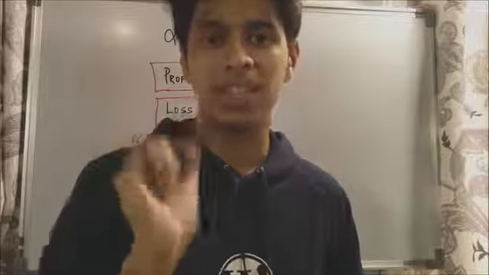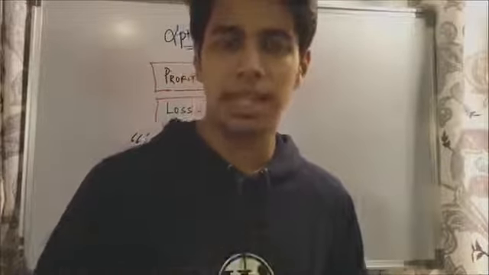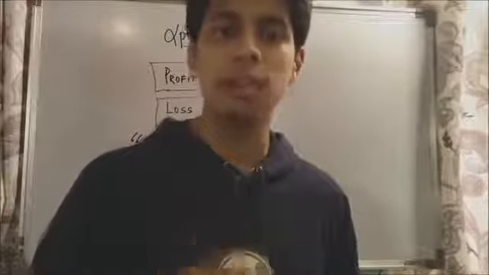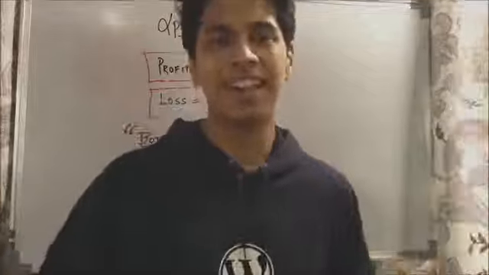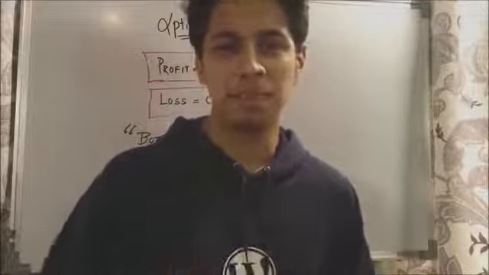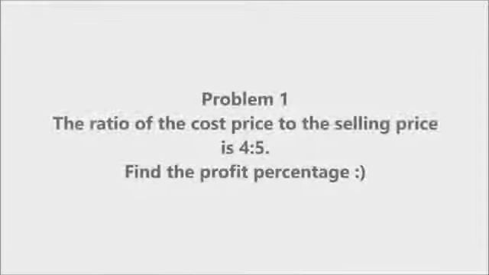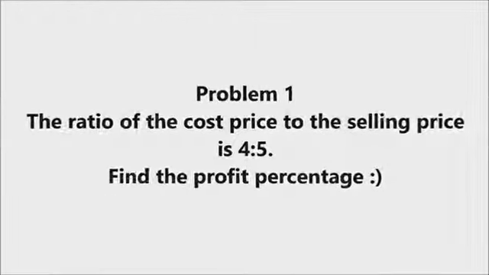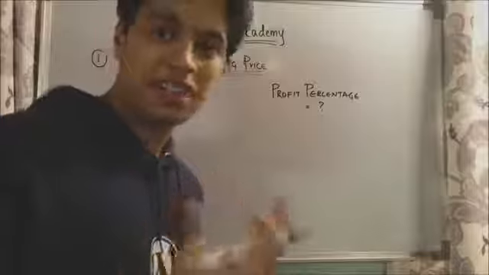Your cost price is always fixed. Have you noticed that? In both the scenarios, 5 rupees was fixed. The selling price kept on changing. So the loss and the profit will always be calculated on the cost price. Now that we understood the basics, let's solve a simple problem. Problem 1. The ratio of the cost price to the selling price is 4:5. Find the profit percentage.